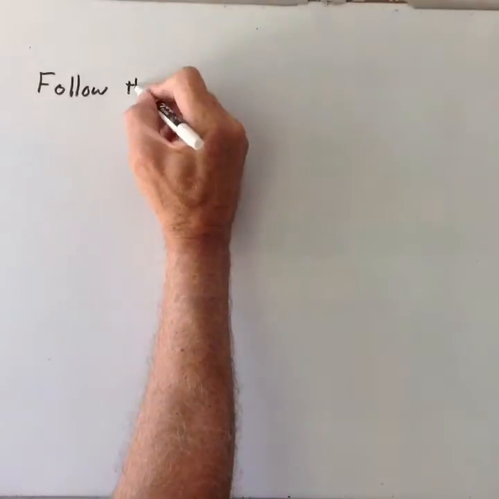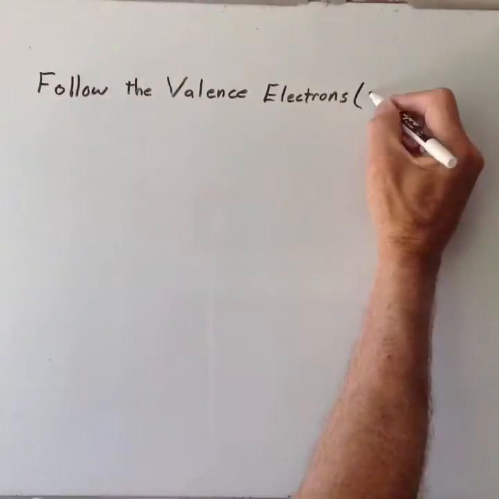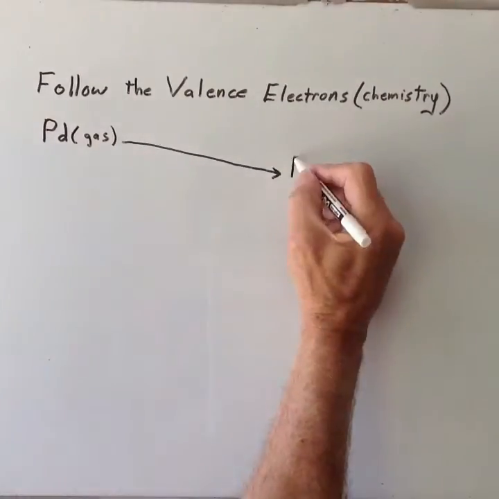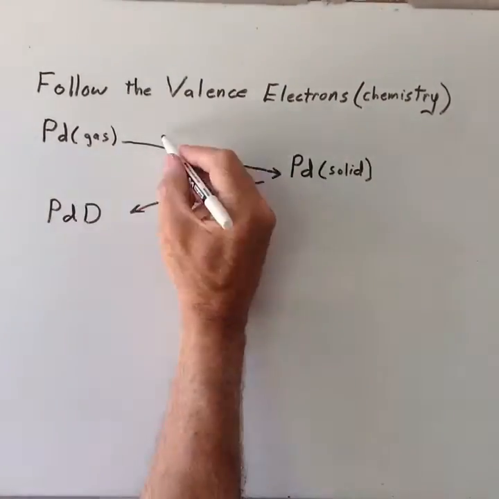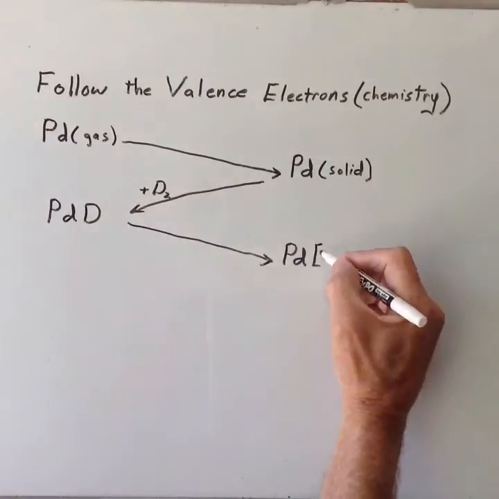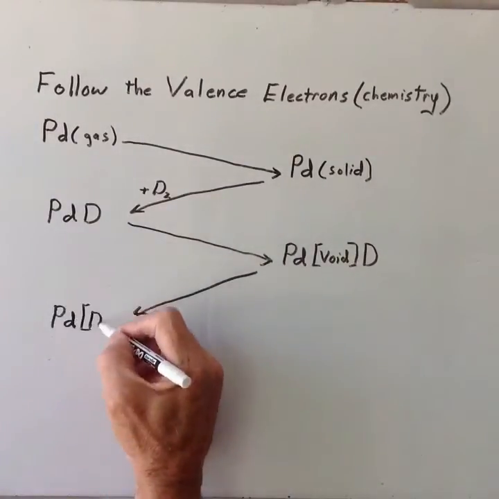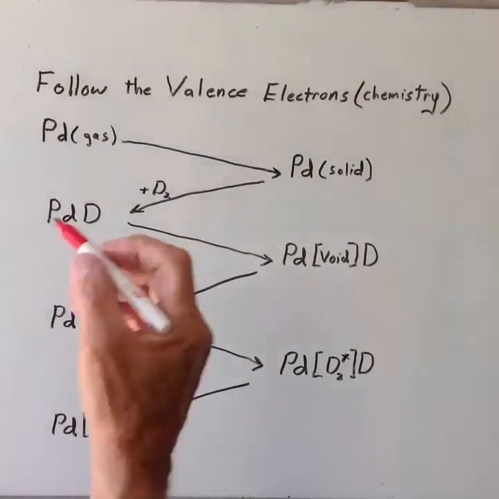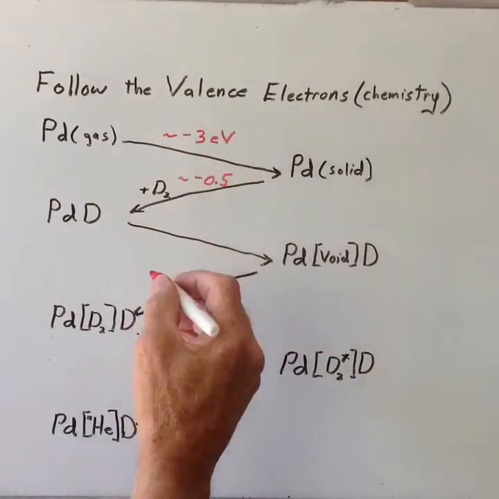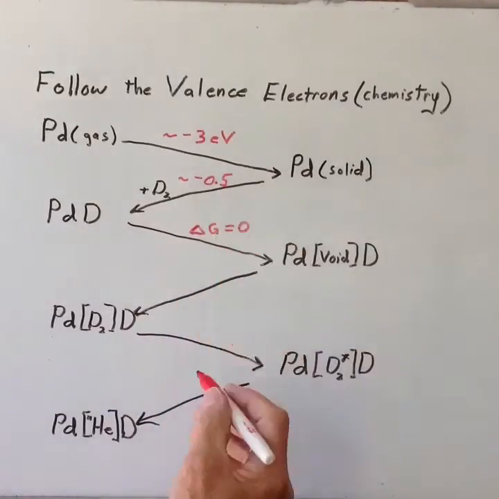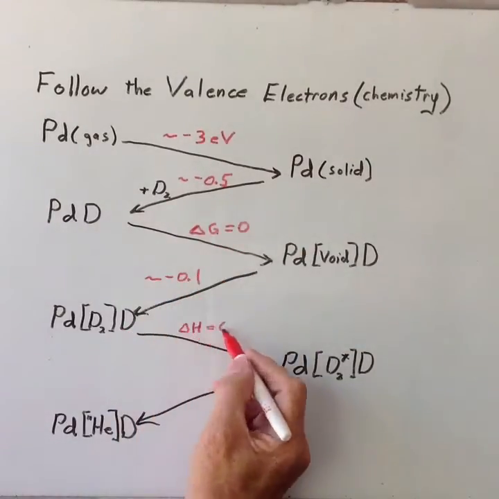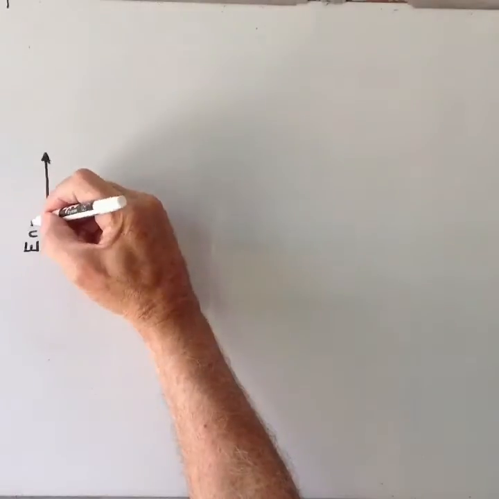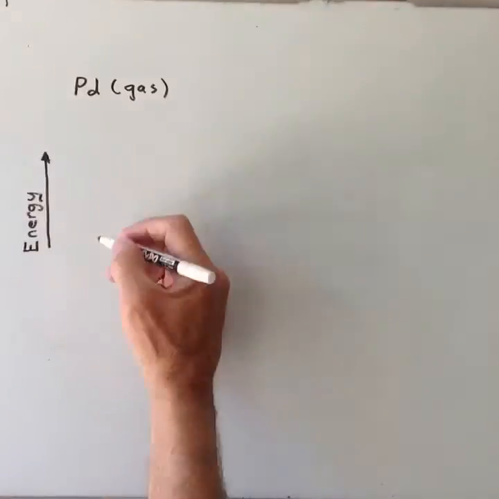We will start by outlining the electron states throughout the process shown here, with palladium gas going to palladium solid, to absorption of deuterium, then void formation, molecular D2 forming in the void, which transitions to the fusion intermediate on the way to helium. The various driving forces for the reactions are also shown. For each step, we can assign the valence electrons of palladium and deuterium to their respective orbital states.